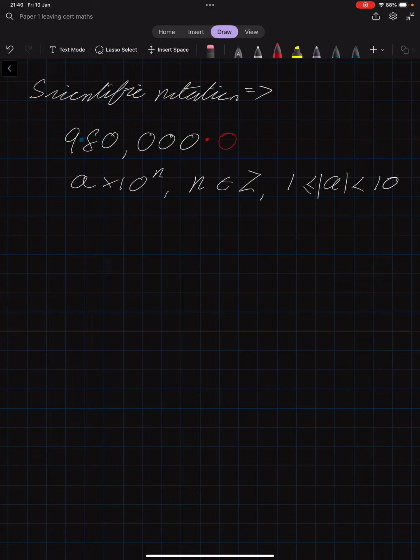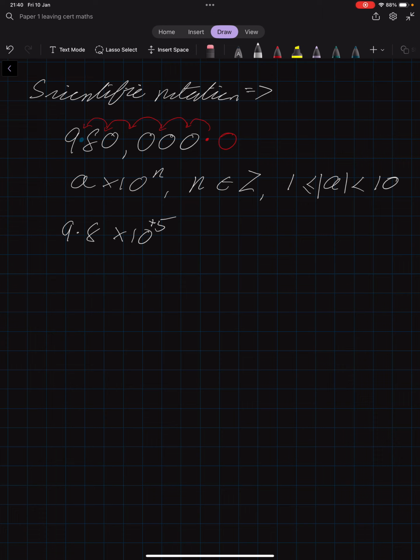So now you ask the question, okay, how many moves does my decimal point have to go? So in this case, the answer is 5. So the answer is 9.8 multiplied by 10 to the power 5. Okay? And so if the decimal point moves to the left by 5, then it's 10 to the power positive 5. I might just put a plus there just to emphasize that it's positive.